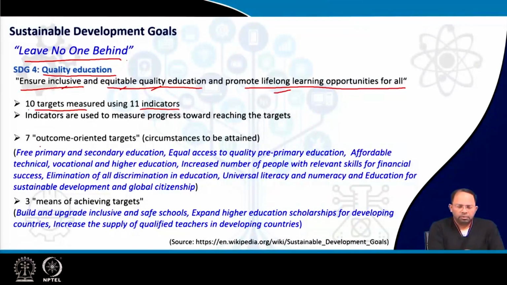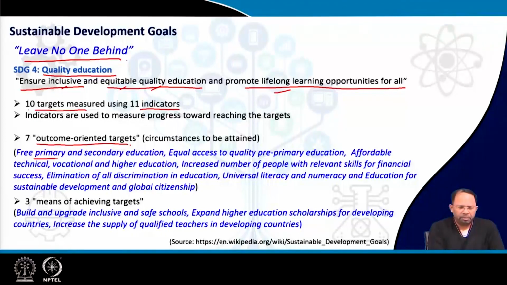Out of these 10 targets, there are 7 outcome-oriented targets. That is what we have to attain, what circumstances we have to reach at the end of the agenda period, which is 2030 for some goals, but for some goals it could even be continuous. Now, what are the 7 outcome-oriented targets?